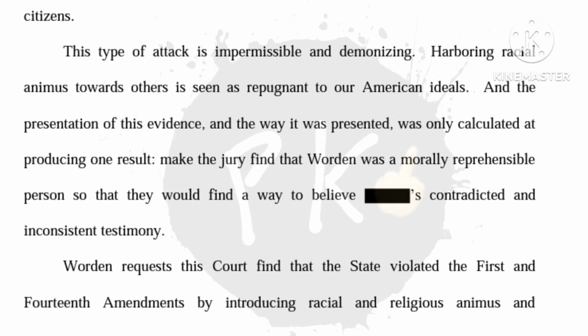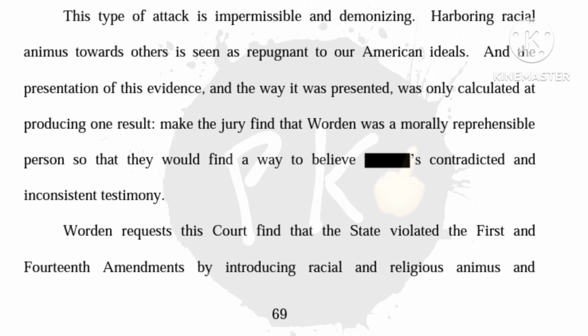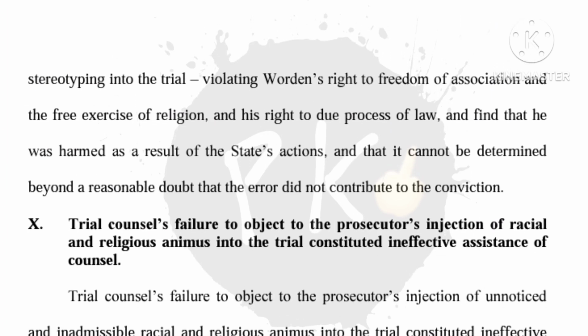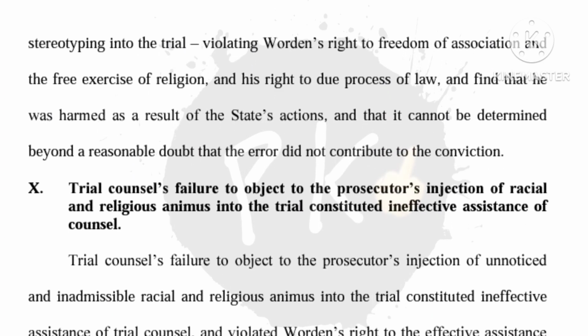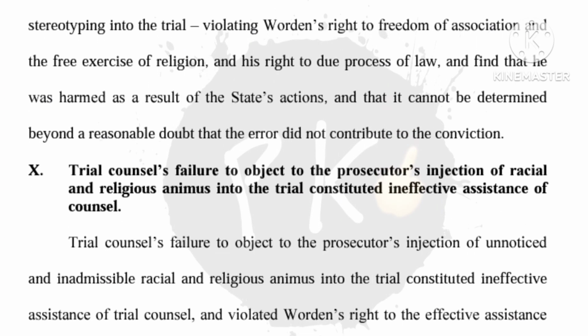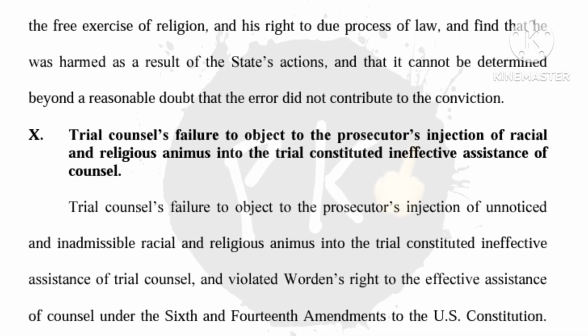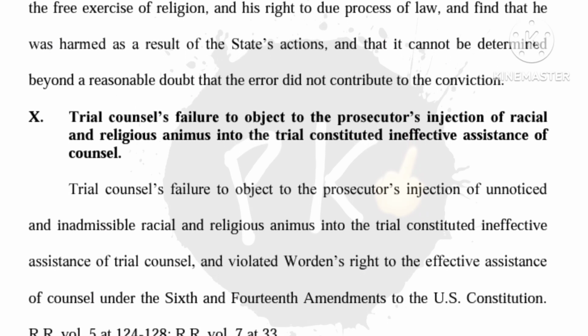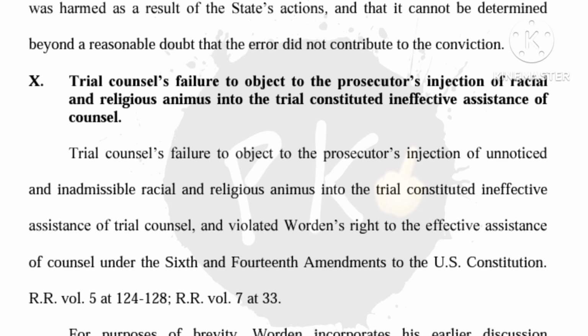Worden requests this court find that the state violated the First and 14th Amendments by introducing racial and religious animus and stereotyping into the trial, violating Worden's right to freedom of association and the free exercise of religion, and his right to due process of law, and find that he was harmed as a result of the state's actions, and that it cannot be determined beyond a reasonable doubt that the error did not contribute to the conviction.